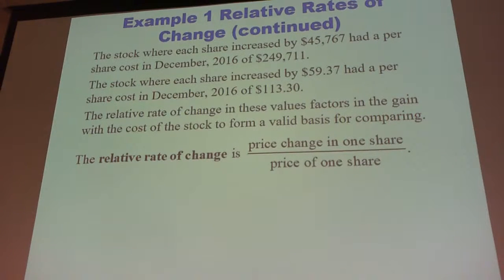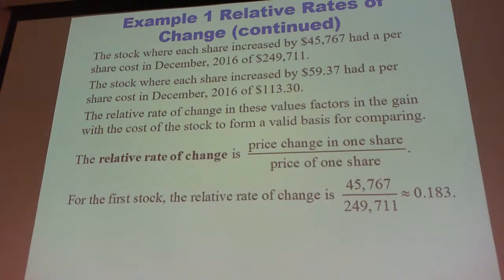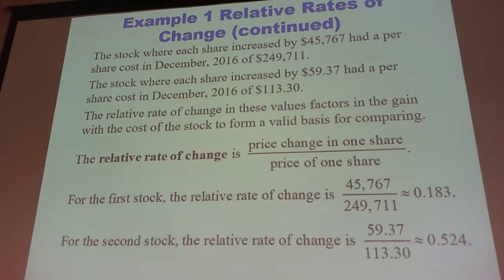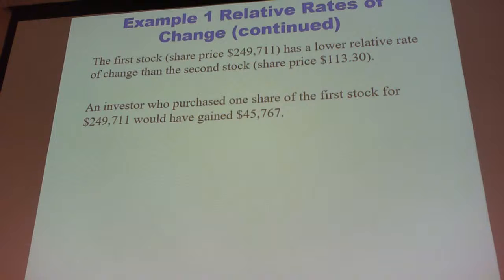And if we want to compare the relative rate of change, we take the price change over the price of one share. So for example, the first one, yeah, it went up 45,767, but the original price was 249,711, which is 0.183. The other stock went up 59.37, but it really was 113.30, so that's 0.524. Notice that it's higher. So it would have been smarter to buy more of the $113 shares than to buy one of the 249 shares.